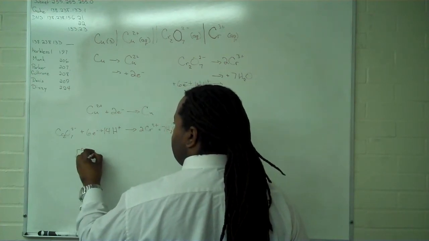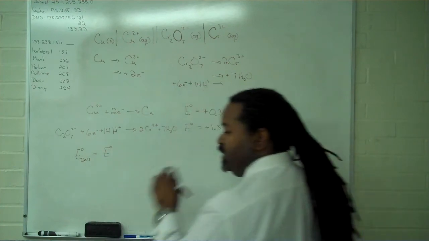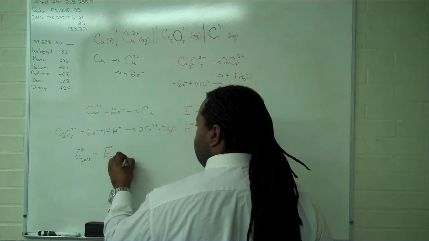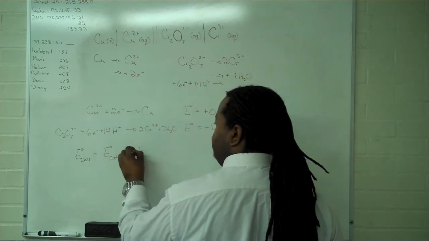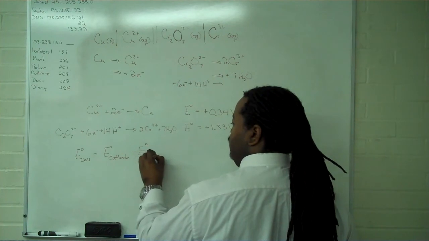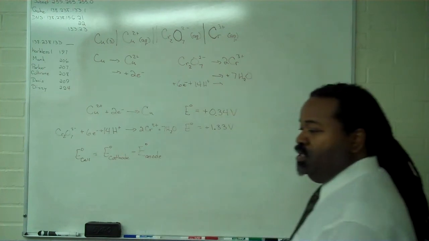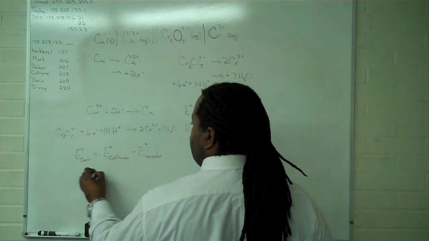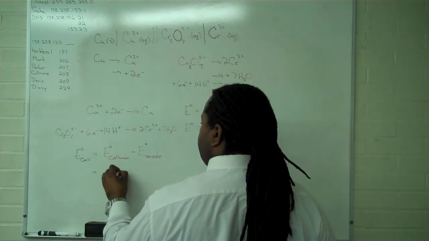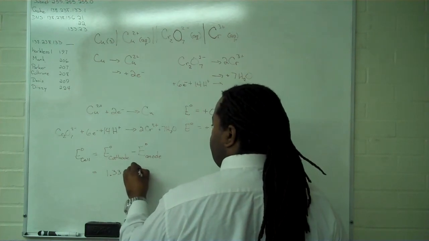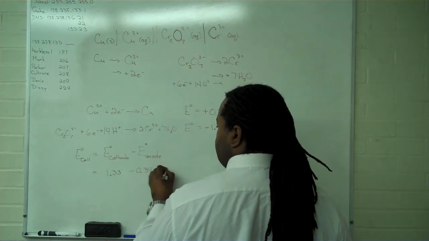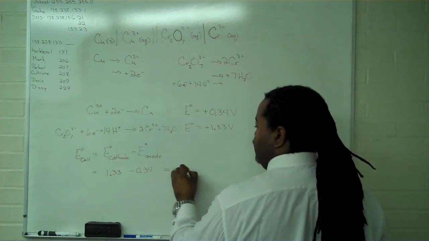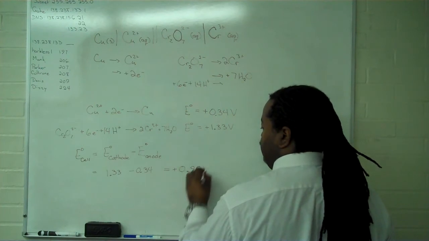So the final step then is that the E cell overall is going to be equal to the standard reduction potential of the cathode minus the standard reduction potential of the anode. And so in this case we can substitute in these values. 1.33 minus 0.34. And so the E cell standard for this reaction as written is 0.99 volts.